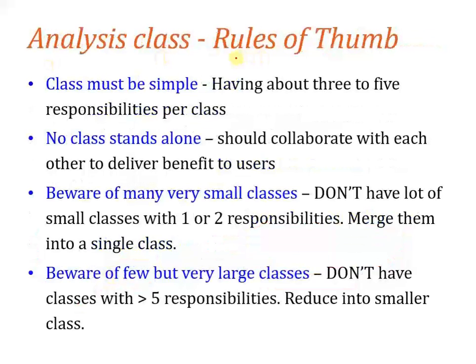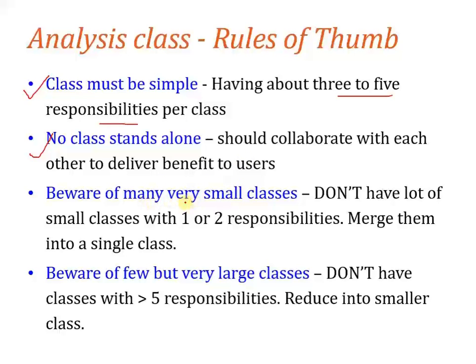There are certain rules of thumb to keep in mind whenever you identify classes from the problem statement. The first one is that classes must be simple. Don't go for a very vague or very generic class. Having about 3 to 5 responsibilities per class is optimal. No class stands alone. Any class should have at least 1 or 2 collaborations with other classes. An isolated class without any communication with other classes is not advisable.